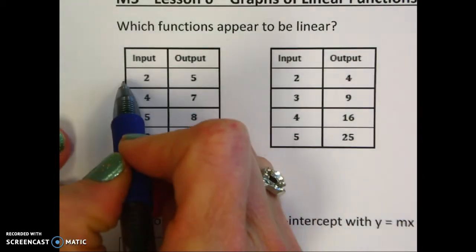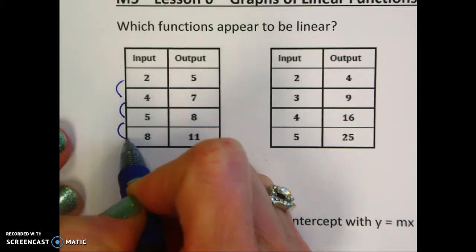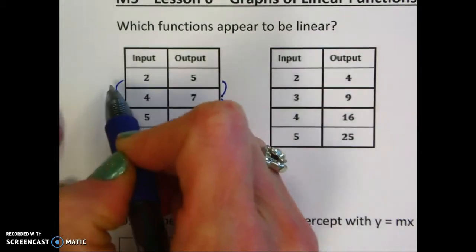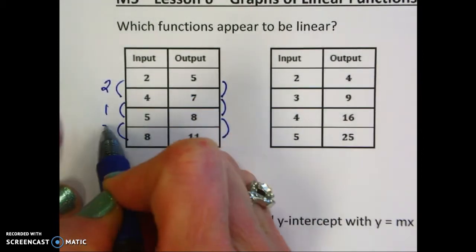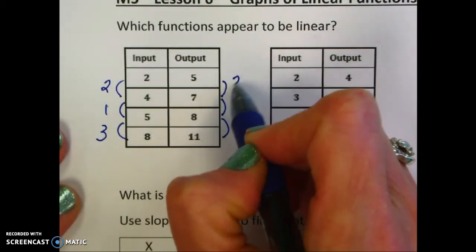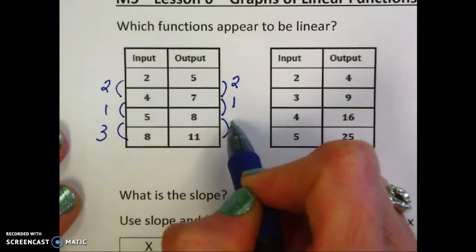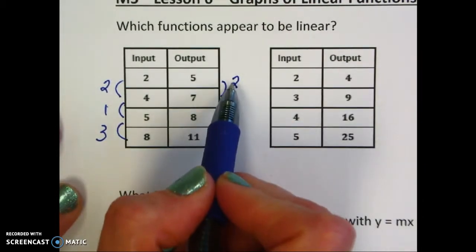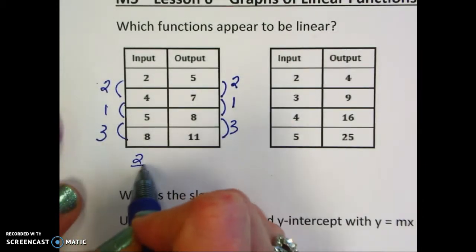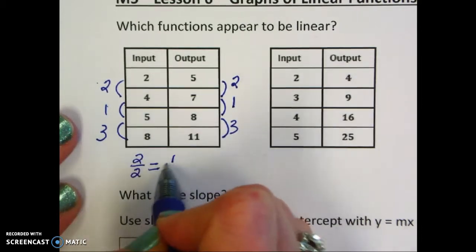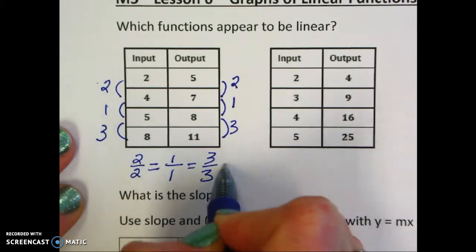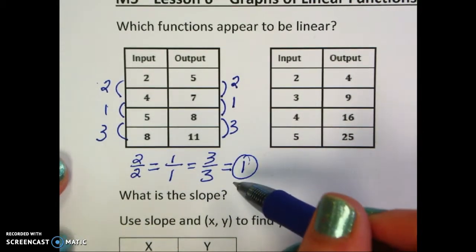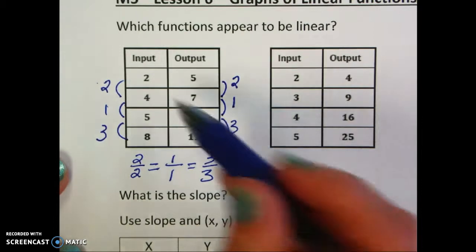All right, if we compare the change in the x and the change in the y, these amounts need to be proportional. So here we're going up by 2, 1, and 3. Here we go up by 2, 1, and 3. Now, it doesn't have to be the same amount every time, but if we divide 2 by 2, or 1 by 1, or 3 by 3, we will always get the same amount, which means our slope is 1. Our slope is consistently 1. So this will be linear.